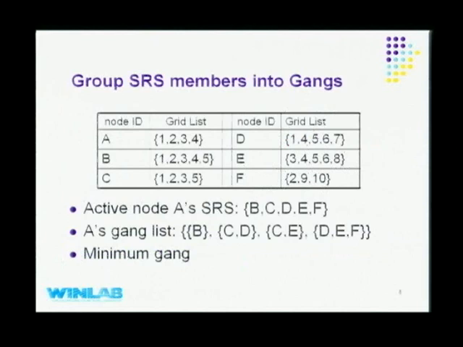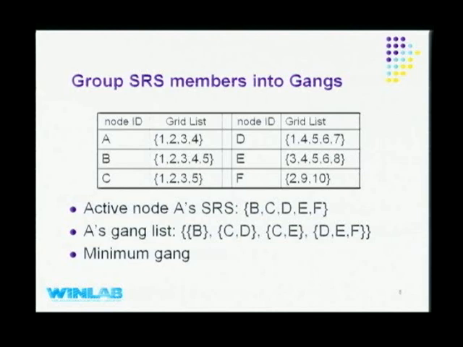So with the concept of GAN, we would know the GAN is always from the sensing redundant set. And now what we would like to do is group the sensing redundant set members into GANs. So how do we do that? Here we know active node A is sensing B, C, D, E, F based on the coverage they have. And then we would say A's GAN list is B, CD, C and D, E, F.